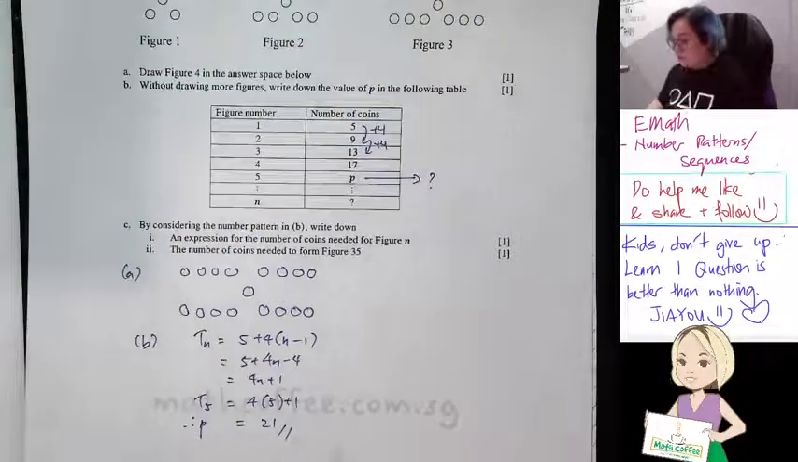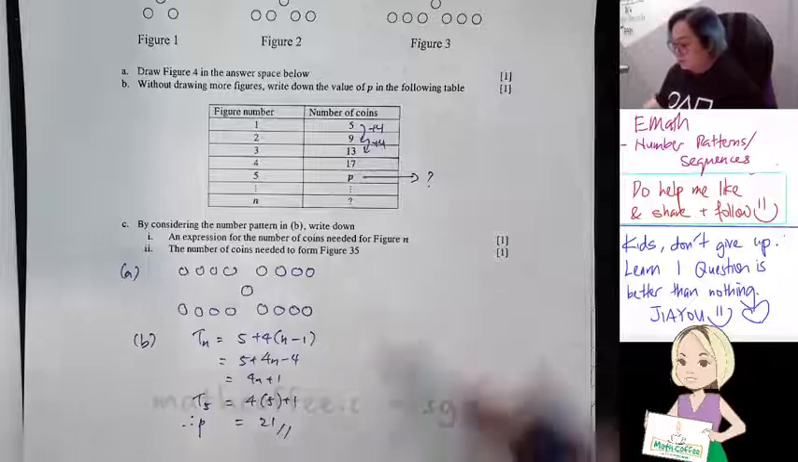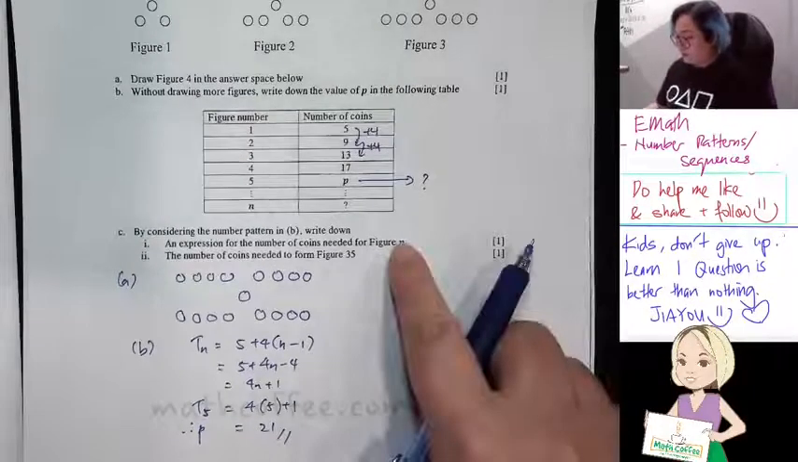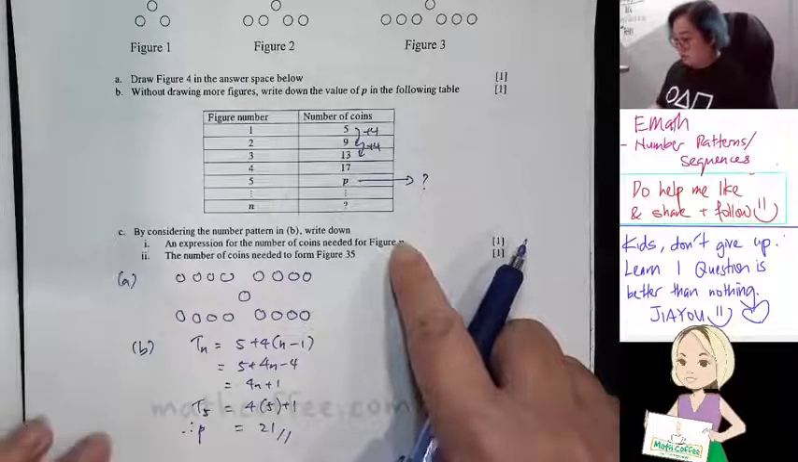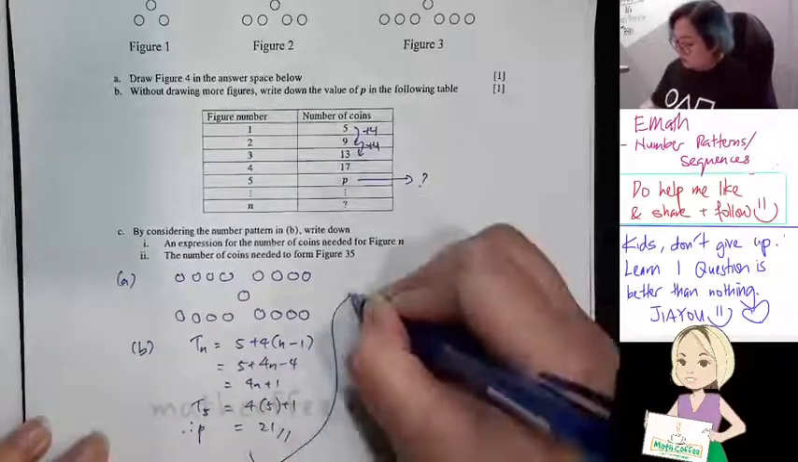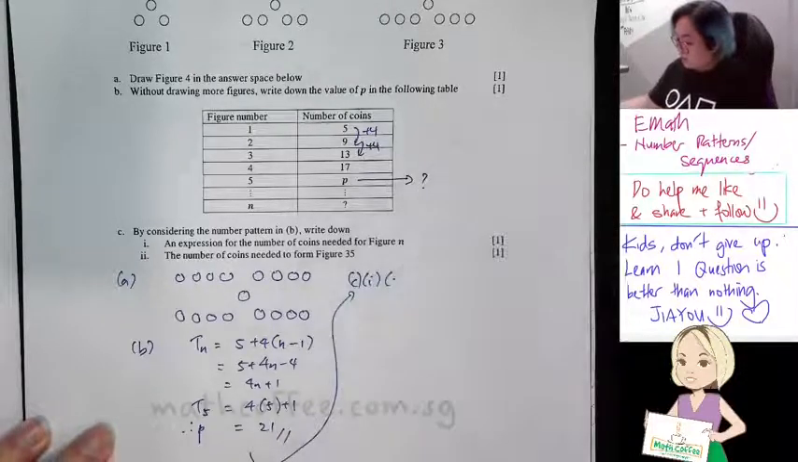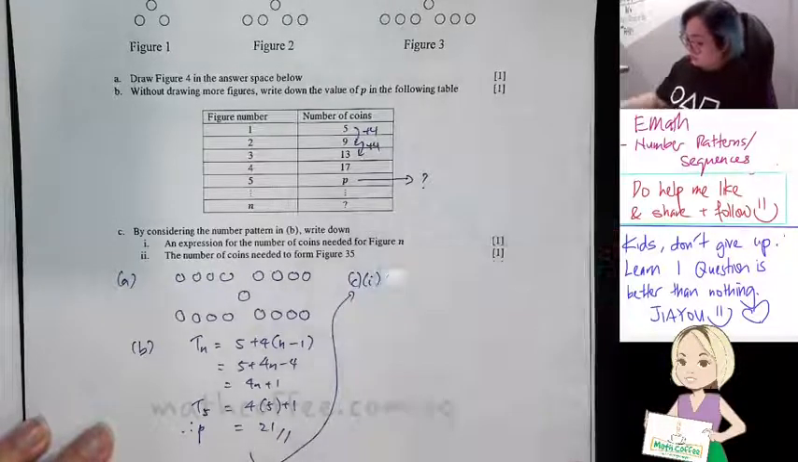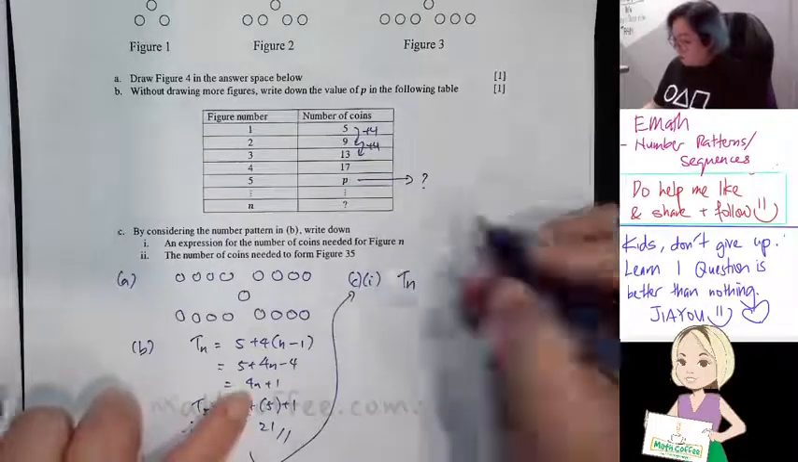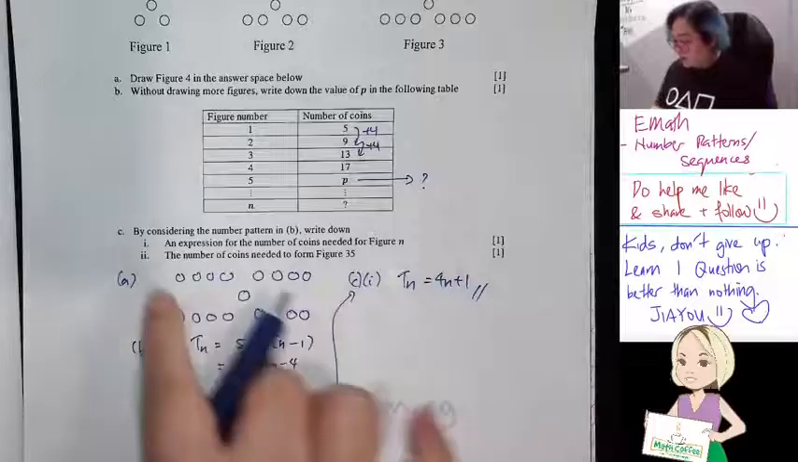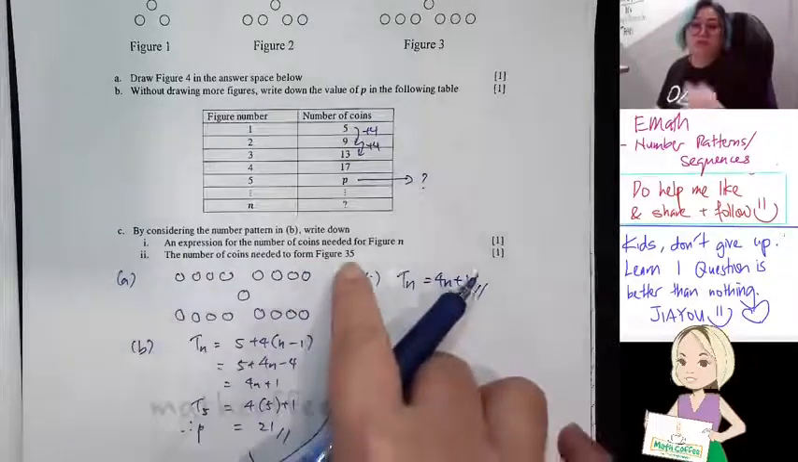Okay, next. By considering the number pattern in B, write down an expression for the number of coins needed for figure n. Again, part 1 I already solved, so I write it here. So my Tn is equals to 4n plus 1. Done.